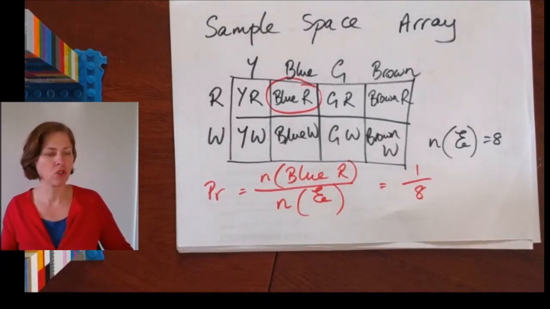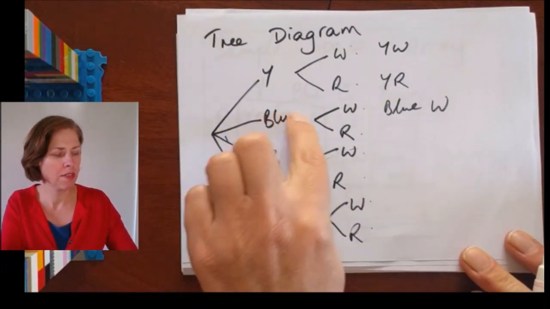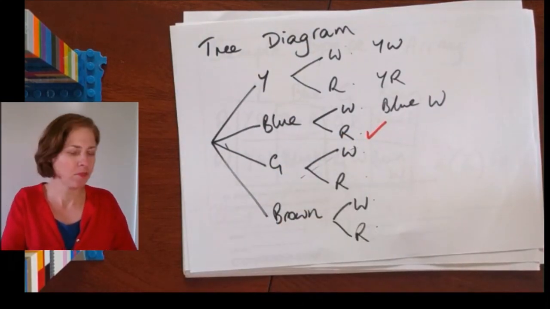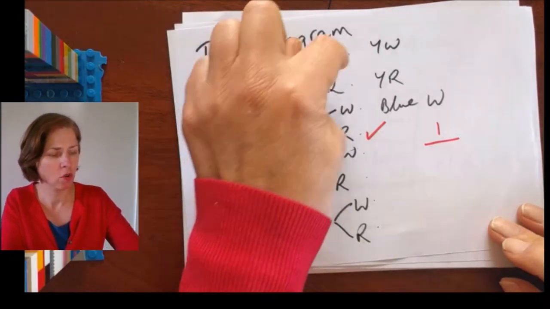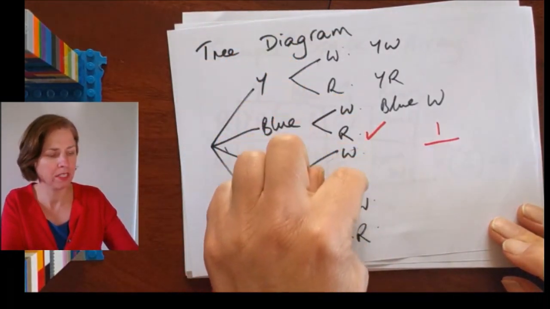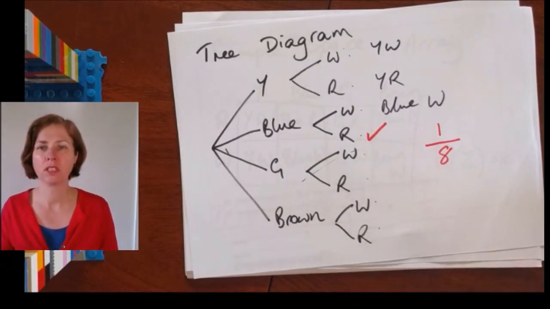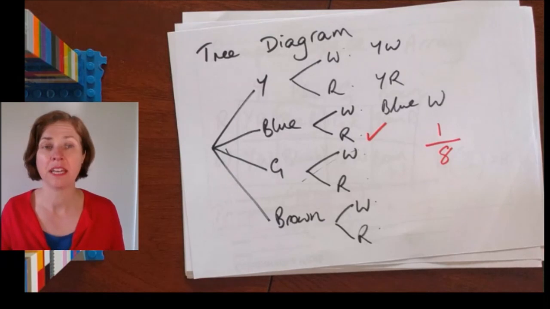How does that look on my tree diagram? Exactly the same. Blue then red, that just happens the once. So there's one tick out of a grand total of 1, 2, 3, 4, 5, 6, 7, 8 finishing branches. So that would be how I calculate the probability there.